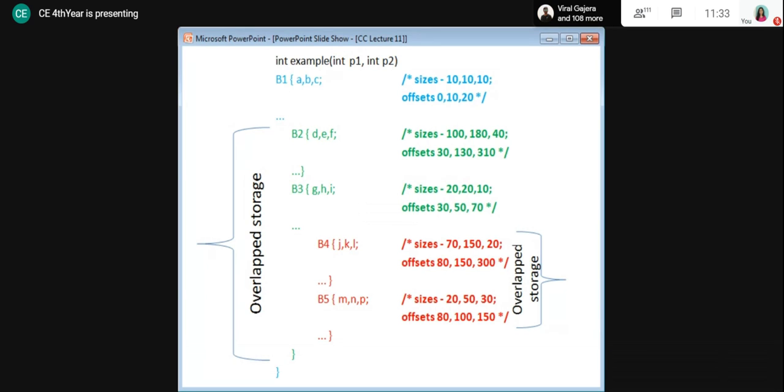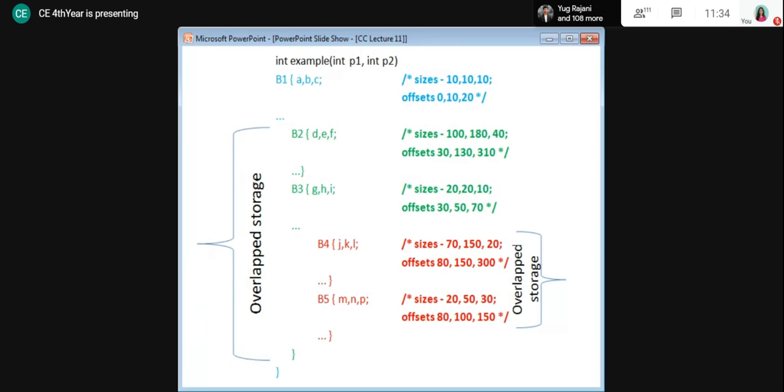Then the next variable, B, is again of size 10, so the offset for C will be 20. Next variable is D, of block B2. Now it will be stored at offset 30 because the previous value that was stored at offset 20 has a size of 10. Similarly, you can observe in the diagram that all the offsets have been calculated. Getting this, all of you? You can just verify that adding the size to the previous offset will give us the offset of the current variable.